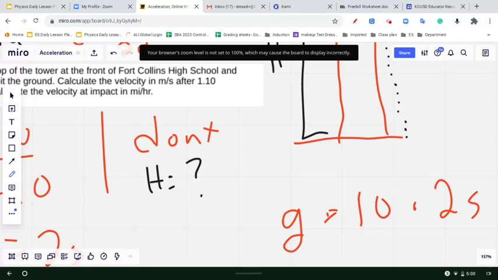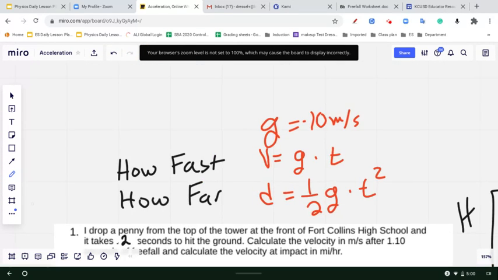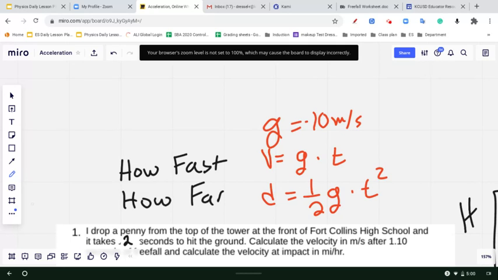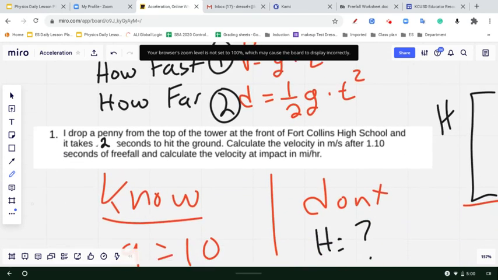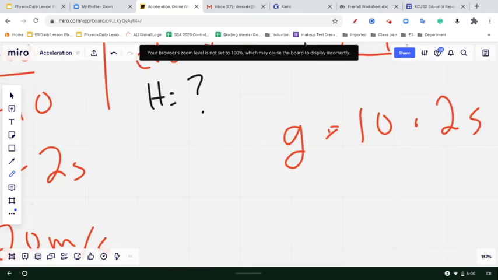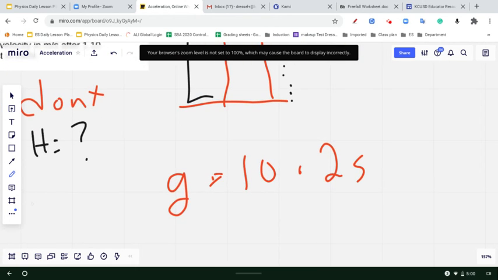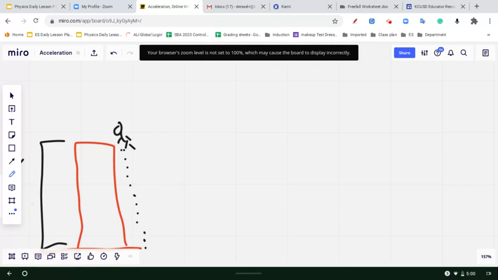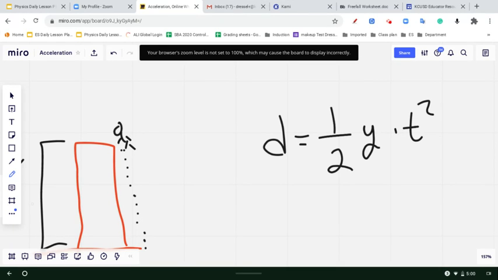I can find the height of the tower by using my second equation down here. I'll put numbers on these: this is equation number 1, and this is equation number 2. If we're trying to find how far something went, then we're going to use that equation. I know it fell for 2 seconds, so I'm going to write out the whole equation up here. Distance is equal to 1/2 g times the time squared.